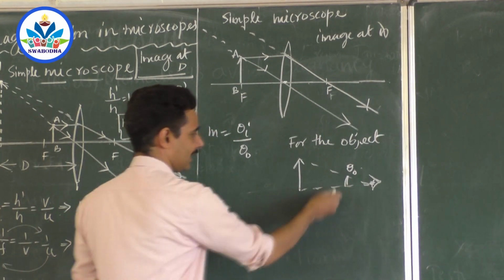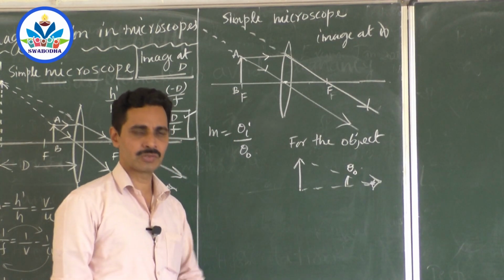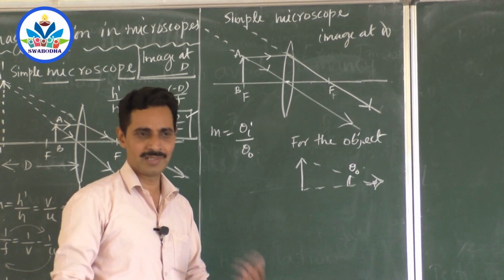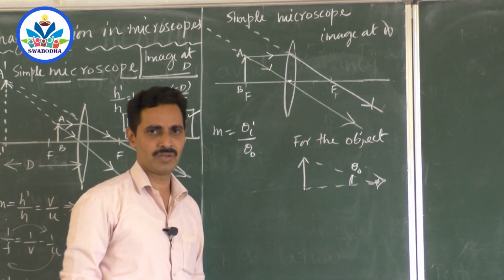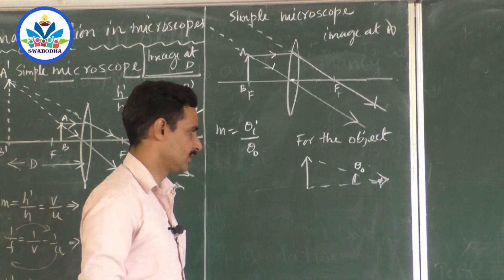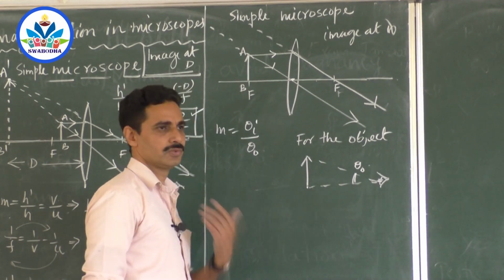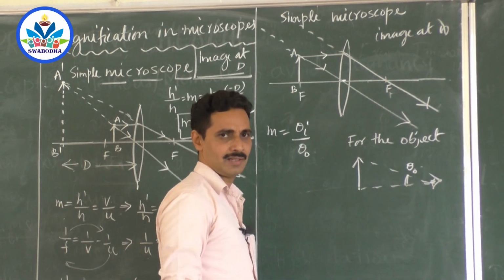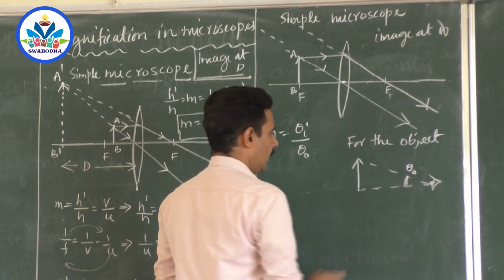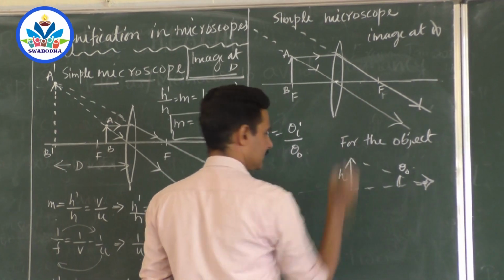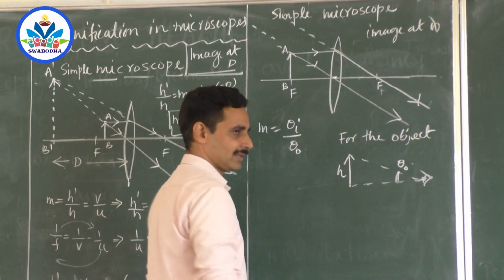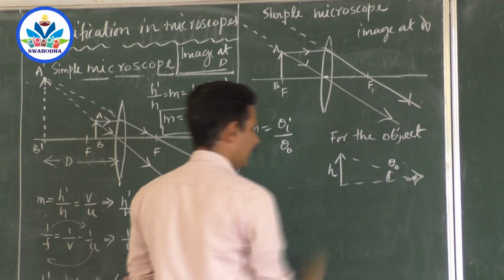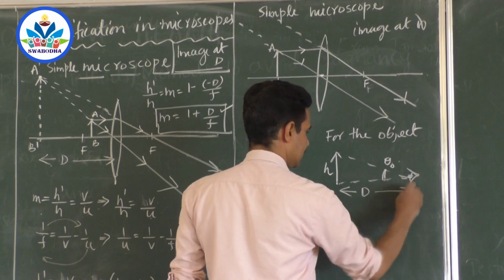Of course, this angle will be very small, because a microscope is always used to view an object which is very small, which cannot be distinguished or seen clearly through your ordinary eyes without any instrument. Such objects will be viewed through microscopes. So this angle will be very small, and sin theta and tan theta are almost equal to theta. This is the height of the object, h, and h dash is always used for the height of the image. What is this distance? Let us keep it at the least distance of distinct vision, d.